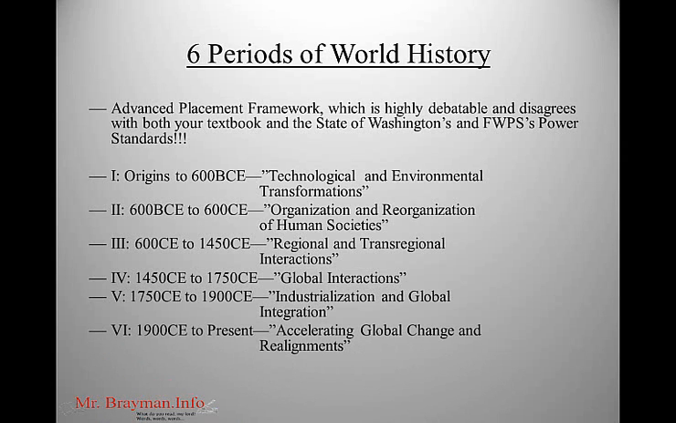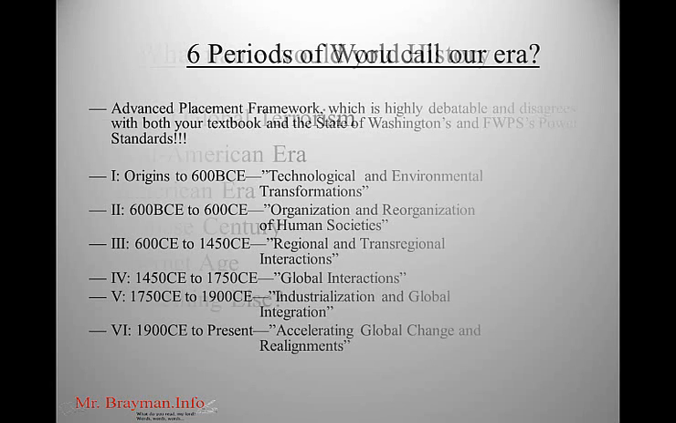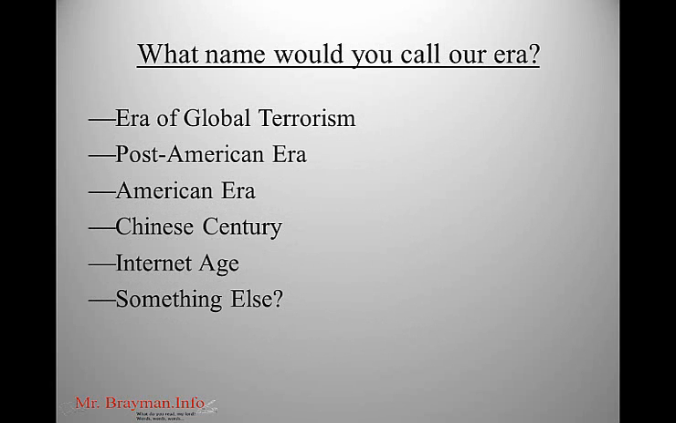And finally, period 6, which is 1900 to the present, also called by AP the accelerating global change and realignments. Sometimes we just refer to this as 20th century history, although we're well into the 21st century, 13% to be exact. In fact, what name would you call our era? Are we still a part of the 20th century? Are we still a part of this global change period? Or are we in something else?